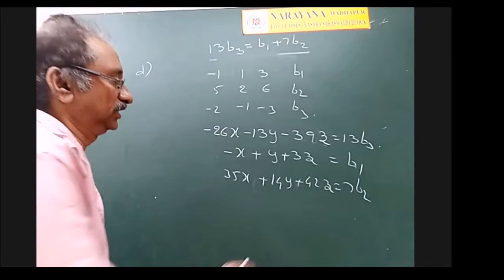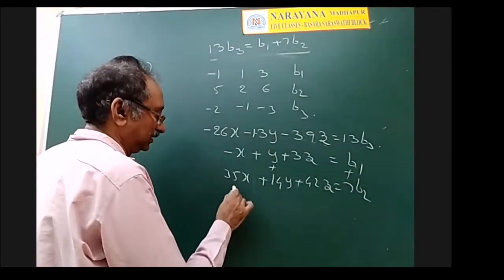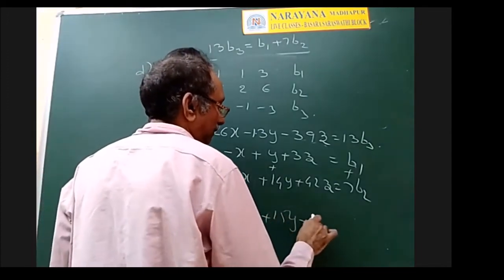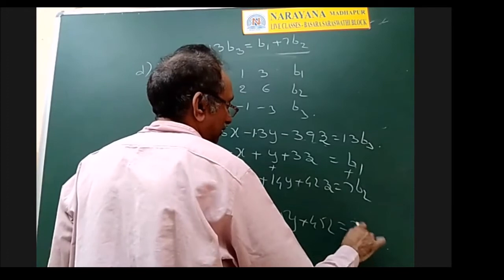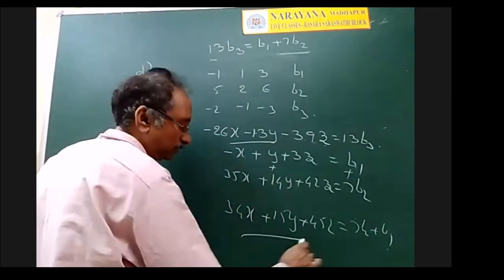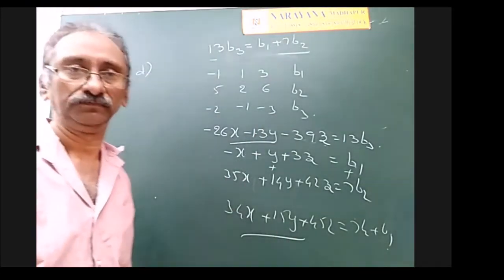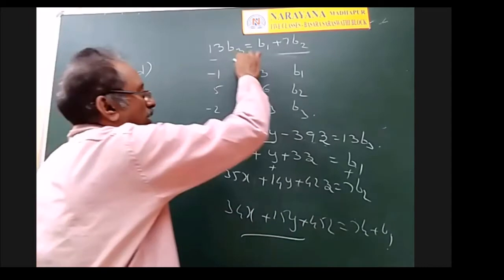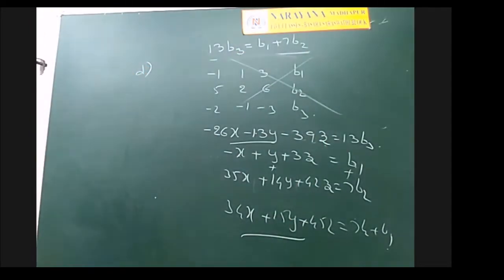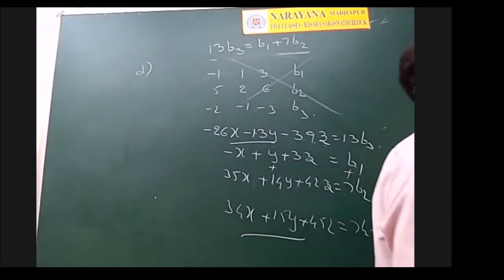So if it satisfies this one, definitely it will have infinitely many solutions. Okay, and now see, if you add these two, you should get this one, that is 34x plus 15y plus 45z is equal to 7B2 plus B1. But this is not equal to this. That means this difference is not equal to 0. So it does not contain infinitely many solutions. Therefore, it has no solution. This is not the required one.